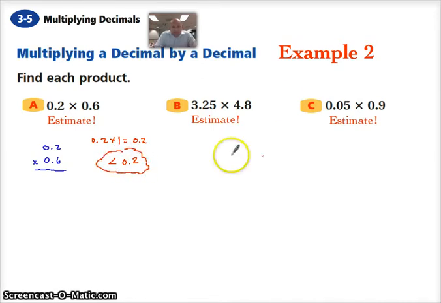Now, I take the steps. I'm going to treat these as if they were whole numbers. 2 times 6 is 12. Then I'm going to count the total number of place values. Here's 1 to the right of the decimal. Here's another to the right of the decimal for a total of 2. That means I need to move that decimal point back 2 place values.